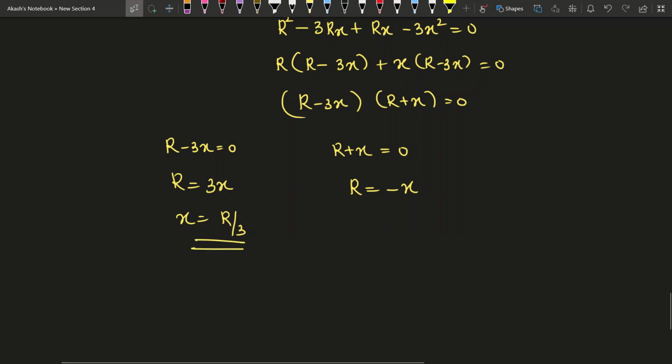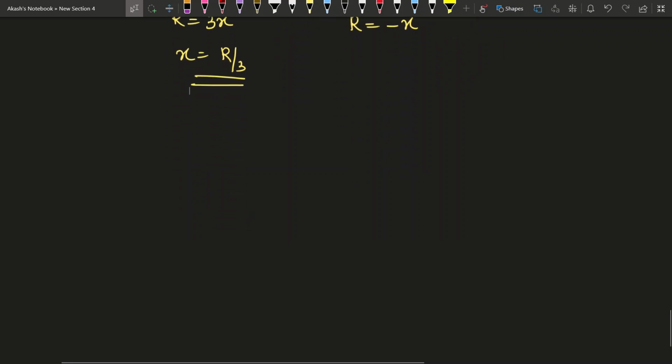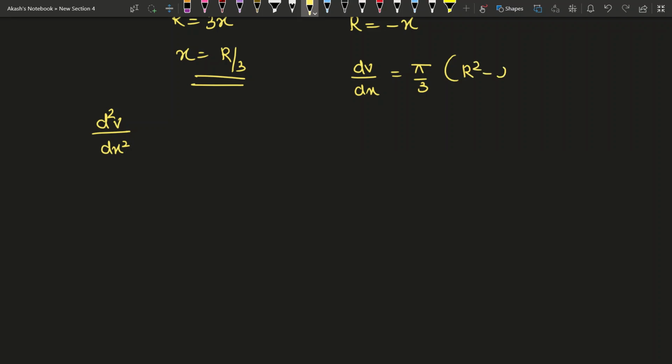Now we need to check whether the point x is equal to r by 3 is a point of maximum or minima. For that particular purpose, we need to take the second derivative, that means d square v by dx square. If d square v by dx square is less than 0, that is a point of maximum. If it is greater than 0, that is a point of minimum. So what is dv by dx? dv by dx is equal to pi by 3 into r square minus 2rx minus 3x square.